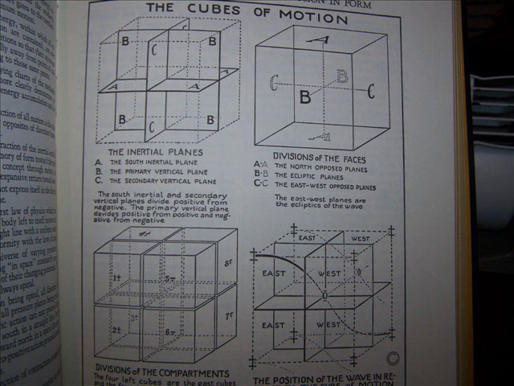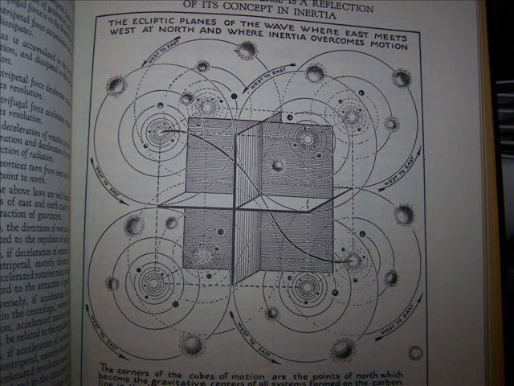Now I want to put a new chart up here. I will read the words on the chart page. The creating universe is a reflection of its concept in inertia. The ecliptic planes of the wave where east meets west are at north, and where inertia overcomes motion. The corners of the cubes of motion are the points of north which become the gravitative centers of all systems, formed on the carbon line in the bisexual position of 4++.